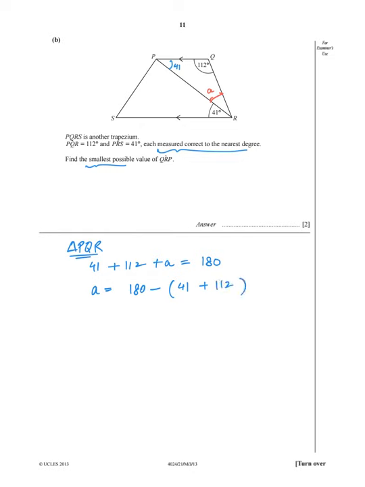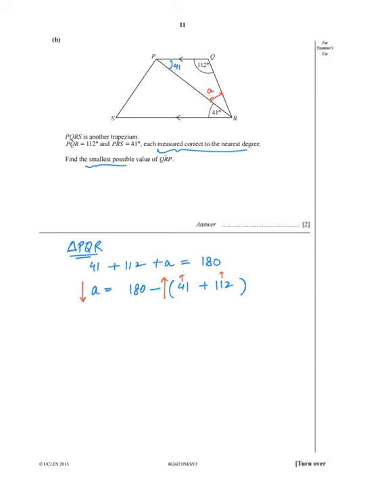So that is a very simple working, but now we need to include the part which says correct to the nearest degree and the smallest value. You need to find the lowest value of A, and for the lowest value of A, the number subtracted from 180 should be highest. That means we need to place the upper bound of 41 and the upper bound of 112.